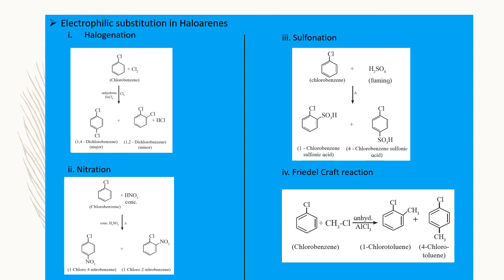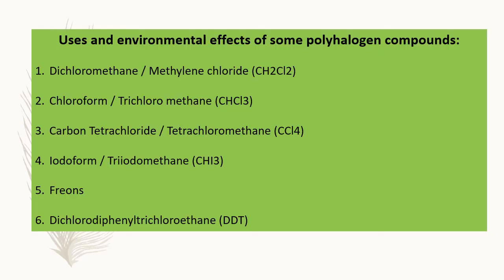Fourth one is the Friedel-Crafts reaction. It is carried out by treating haloarene with alkyl chloride or acyl chloride in presence of anhydrous AlCl3 as a catalyst. Thus, chlorobenzene gives 2-chlorotoluene and 4-chlorotoluene. Chlorobenzene with CH3COCl gives 2-chloroacetophenone and 4-chloroacetophenone. The last part of this chapter is the uses and environmental effect of some polyhalogen compounds.